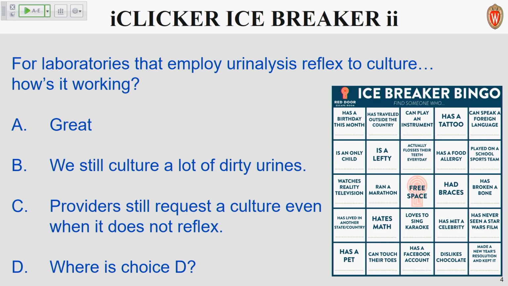All right, next question. For laboratories that employ urinalysis reflex to culture, how's it working? A, great. B, we still culture a lot of dirty urines. C, providers still want to culture even though it didn't reflex. Or D, where is choice D?